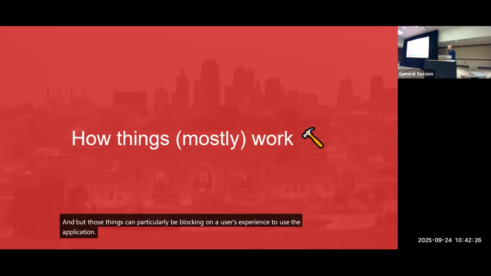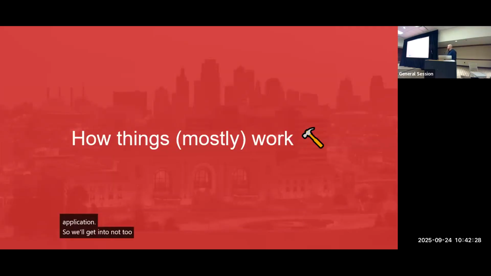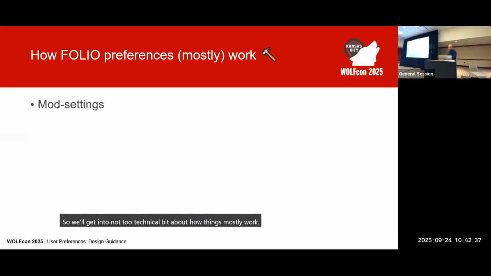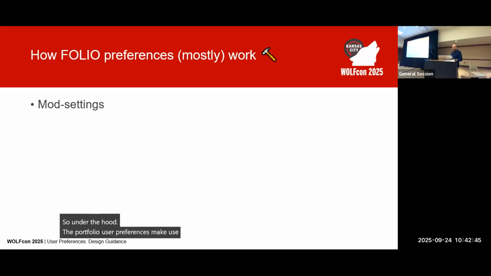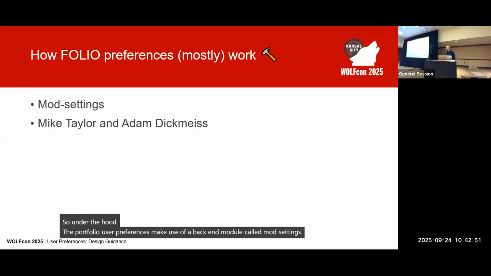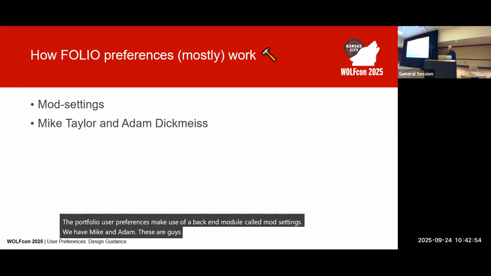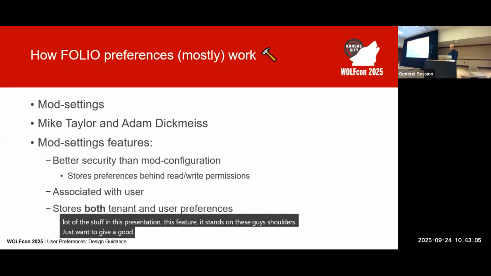So we'll get into a not-too-technical bit about how things mostly work. Under the hood, the Folio user preferences make use of a backend module called mod-settings. We have Mike and Adam, guys from Index Data, who assembled mod-settings. So a lot of the stuff in this presentation, this feature, stands on these guys' shoulders. Just want to give a good shout out to those guys.